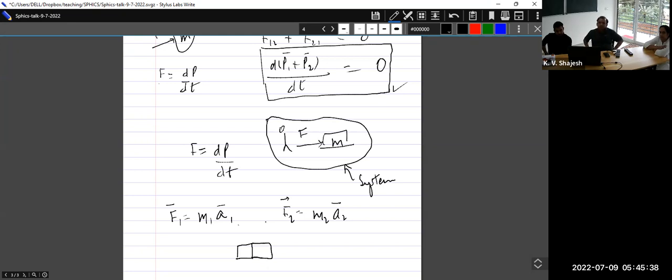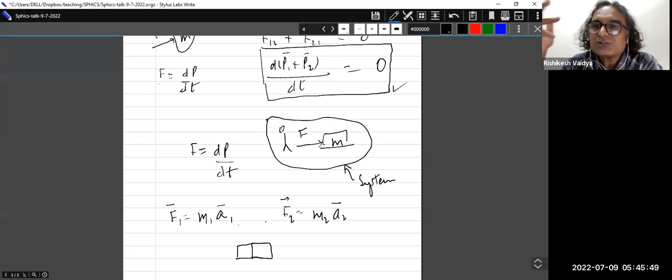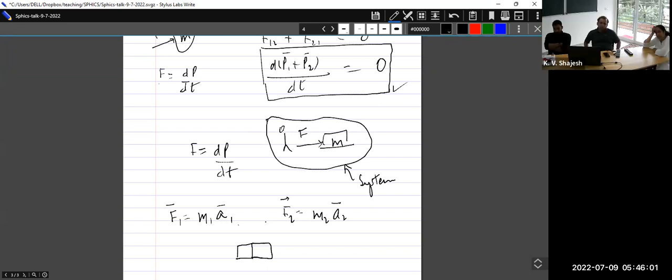The important assumption that we are making is that the forces are acting along the line joining the two. There is a strong form of the third law, which says that the action and reaction are equal and opposite. But you know that the third law is not valid in electrodynamics, right? So what if we have this situation where the third law is violated? What do we conclude?